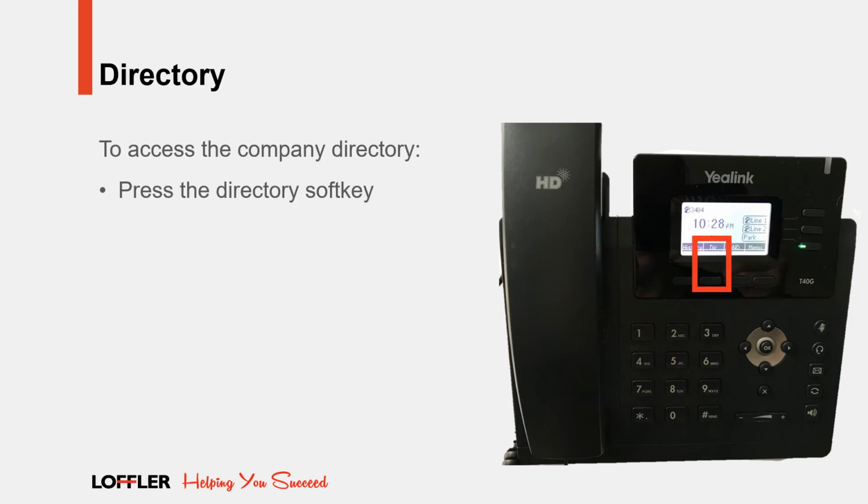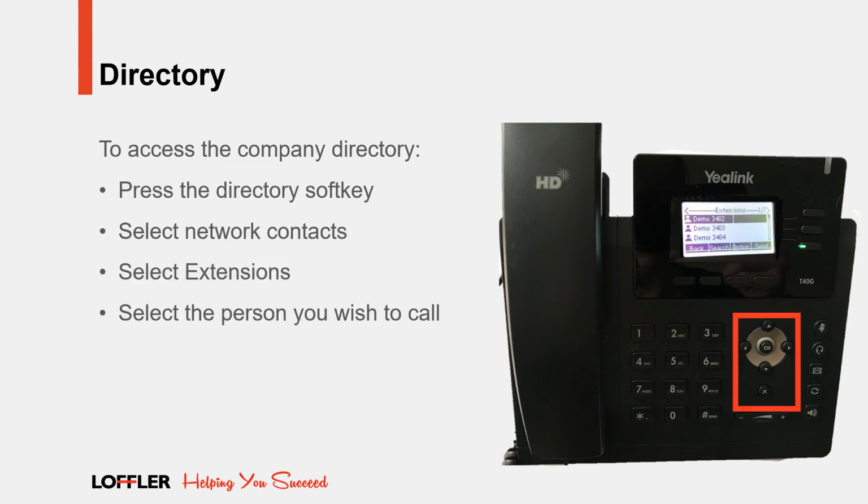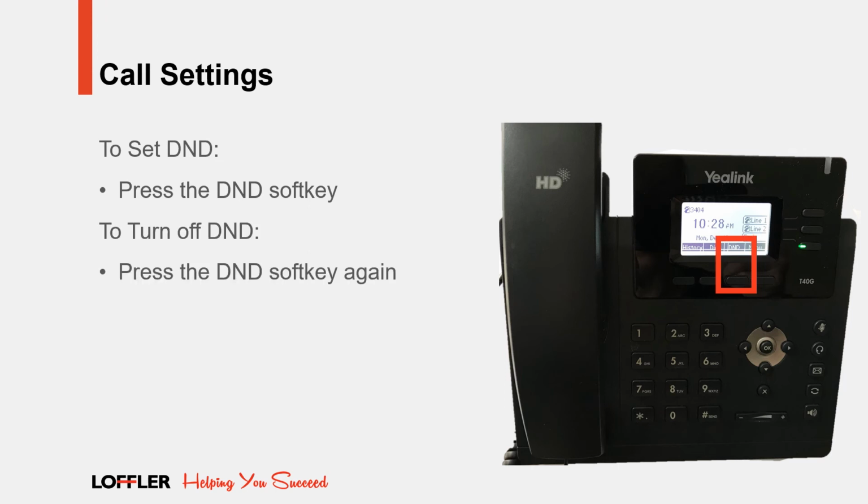To access your company directory, press the Directory soft key. Select Network Contacts. Select Extensions, and using the navigation keys, scroll through and select the person you wish to call and click Send. To set your phone to go straight to voicemail, press the DND soft key. This will show a small red Do Not Disturb symbol in the top center of your screen. To turn off Do Not Disturb, press the DND soft key again.